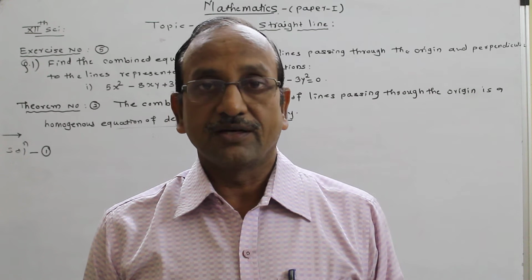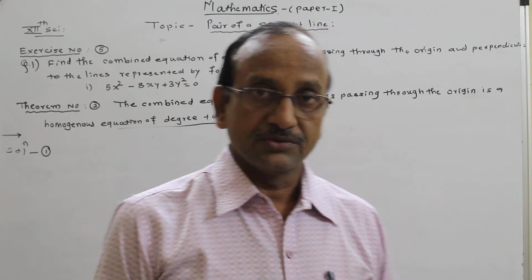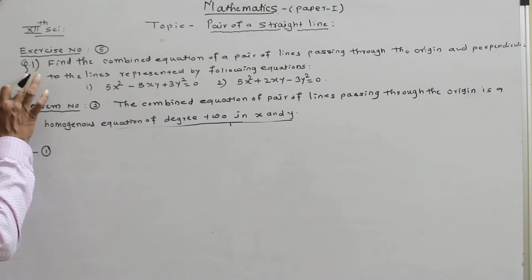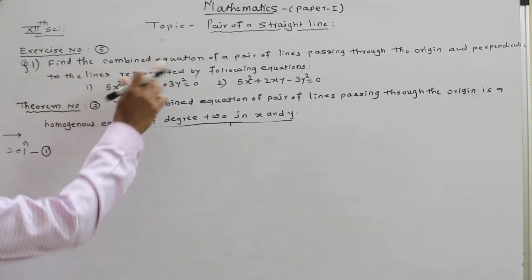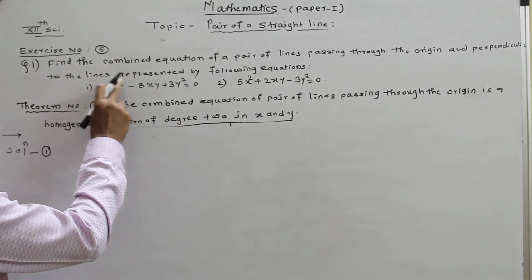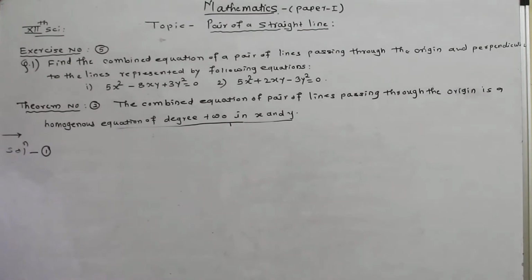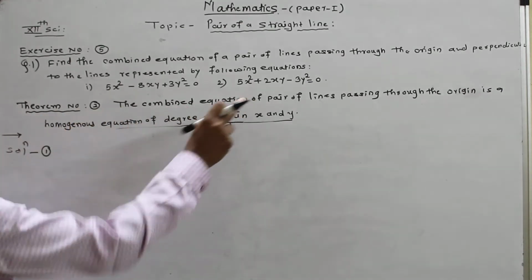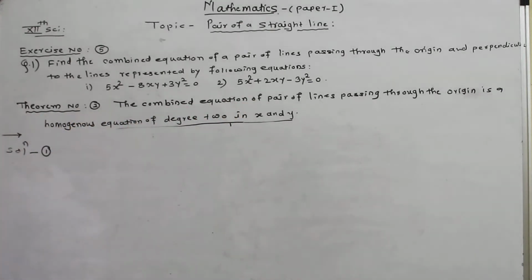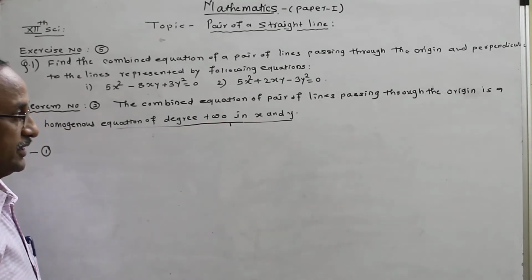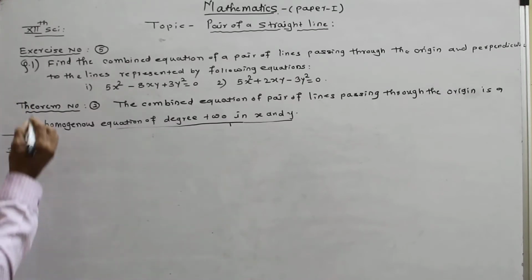Now, today we will learn exercise number 5. In this exercise number 5 there are two examples. One is: find the combined equation of the pair of lines passing through the origin and perpendicular to the lines represented by the following equation. And there is one theorem, theorem number 2: the combined equation of a pair of lines passing through the origin is a homogeneous equation of degree 2 in x and y. Now solve one by one.